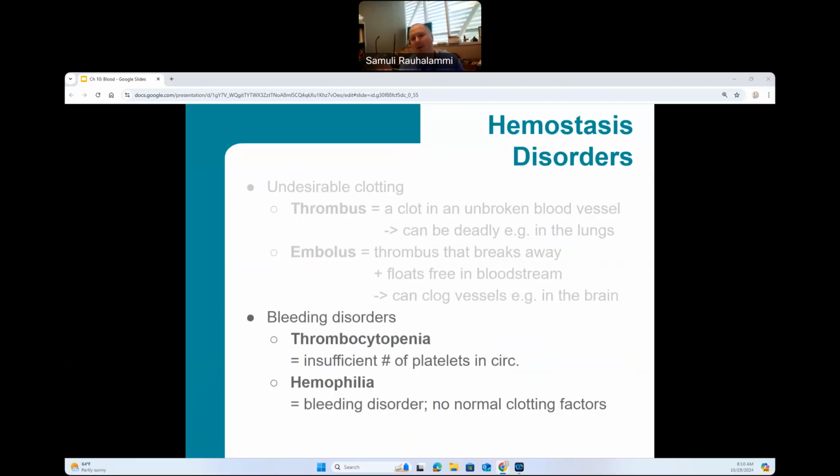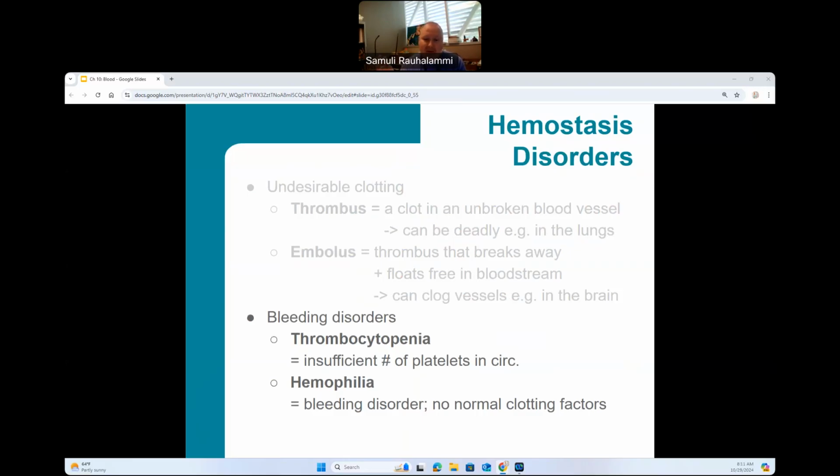The second group of conditions that we'll see is bleeding disorders. And here what happens in thrombocytopenia is that there is an insufficient number of circulating platelets. This arises from conditions that suppress the bone marrow. And now even normal movements can cause bleeding from small blood vessels, which would need platelets for clotting.